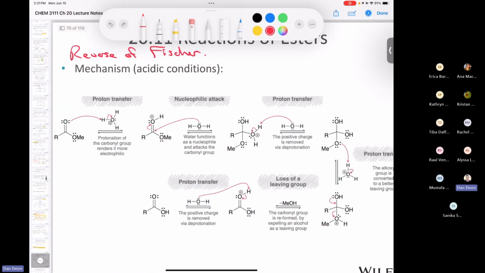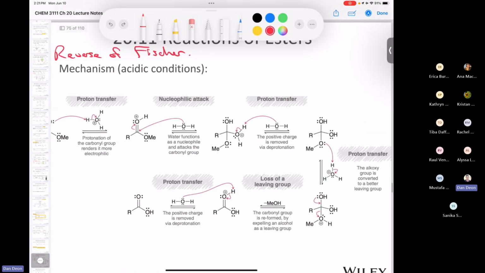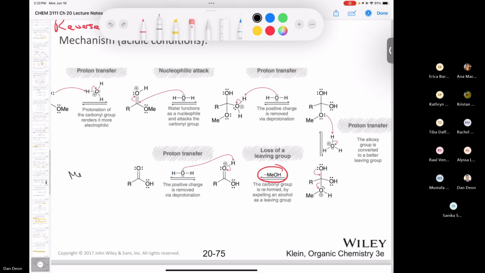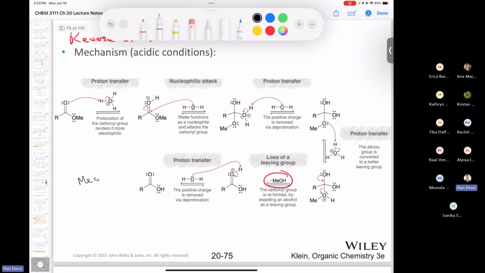So now we're not removing water, we're leaving the water in. And so water is going to come in as a nucleophile. We do a proton transfer. Now we protonate the alkoxy group to convert it into a good leaving group. You lose your alcohol, not water. You lose an alcohol, you do a proton transfer, and there you go. So you end up with your carboxylic acid, plus, in this specific case, your methanol. All right.